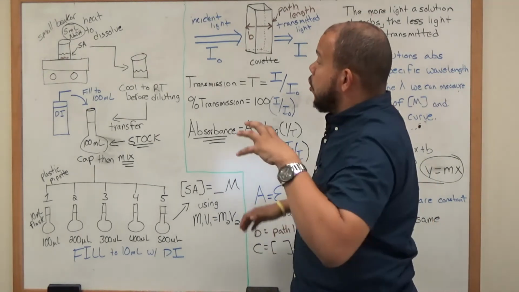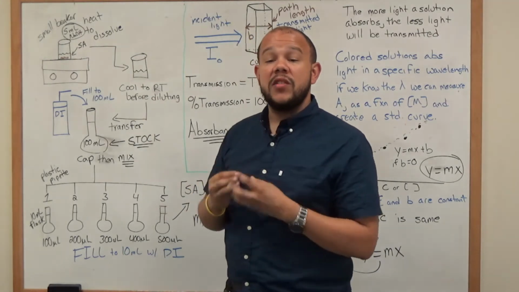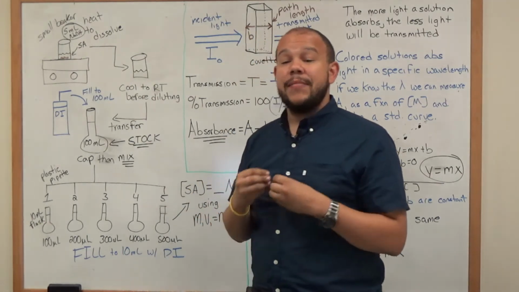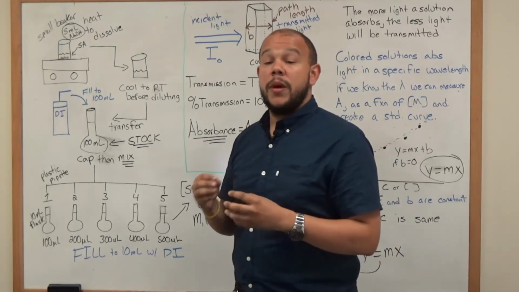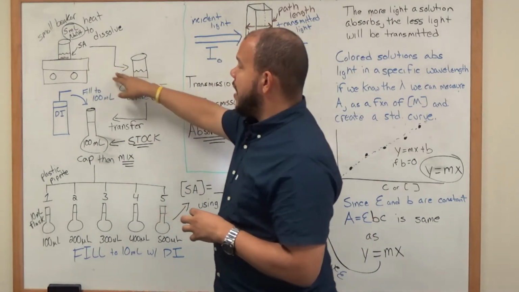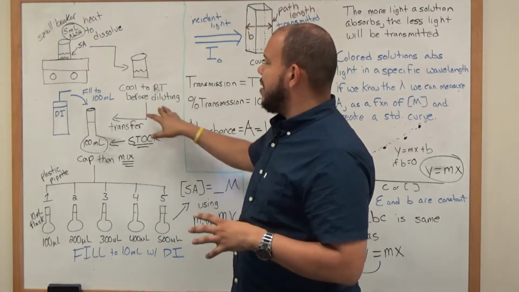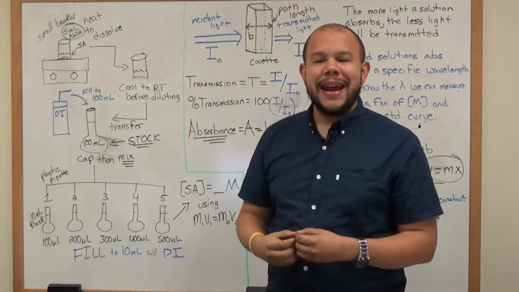So we're going to heat this up in sodium hydroxide to get it to dissolve. The salicylic acid may not dissolve at room temperature in sodium hydroxide, but just warming it up a little bit will allow us to get it to dissolve. Then we are going to take it off of the hot plate and allow it to cool to room temperature before we dilute it to make our stock.